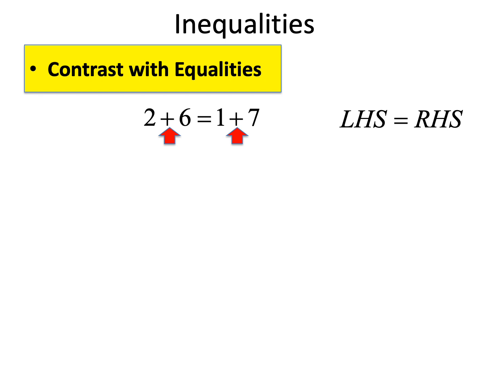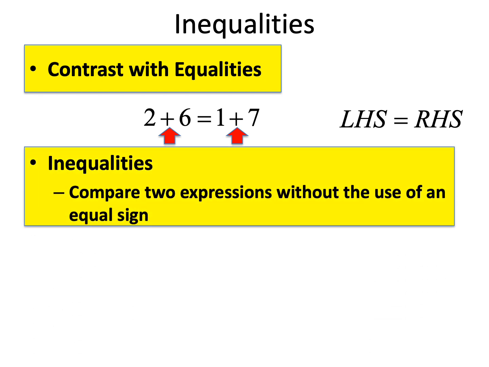Well, let's contrast that with inequalities. An inequality still compares a left side with a right side, but this time one of them is going to be bigger than the other, so therefore we can't put an equal sign. So we're still going to have a left-hand side and a right-hand side, but you're going to have 4 choices to make. The less than sign, the greater than sign, the less than or equal to sign, or the greater than or equal sign.